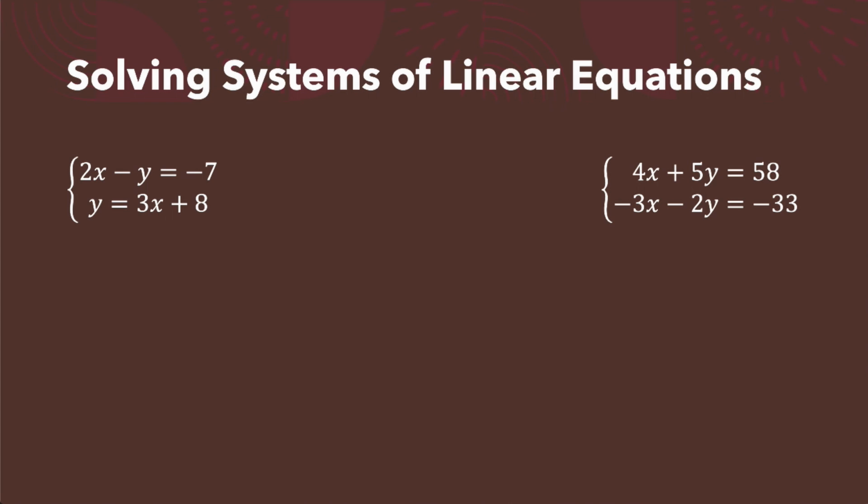Alright, so we have 2x minus y is equal to negative 7, and y is equal to 3x plus 8. So you can see that we already have y isolated here, and y is equal to this expression, 3x plus 8. So we can substitute this for y. That would equal 2x minus, since y is equal to this whole expression, we need to put this in parentheses.